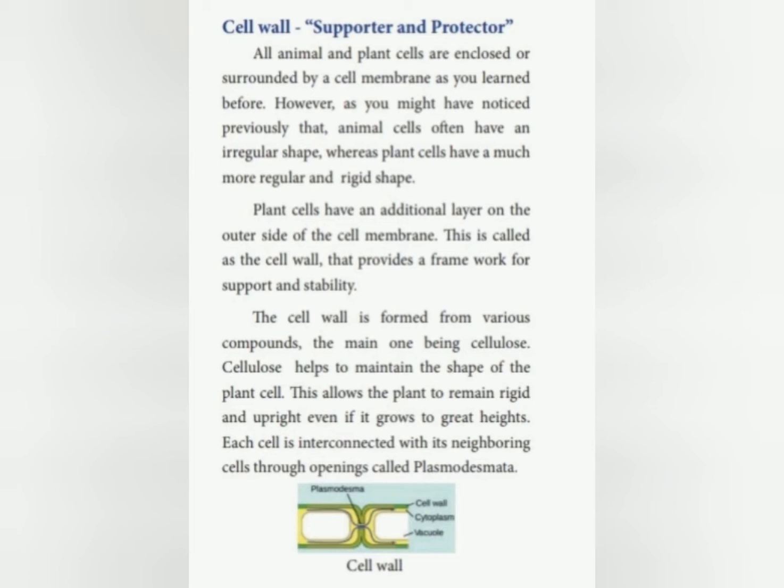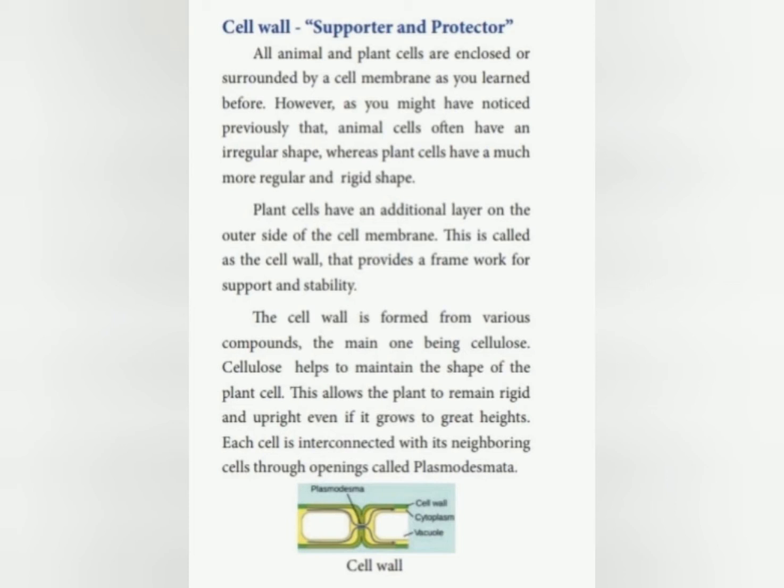Animal cells often have an irregular shape. Plant cells have a much more regular and rigid shape.